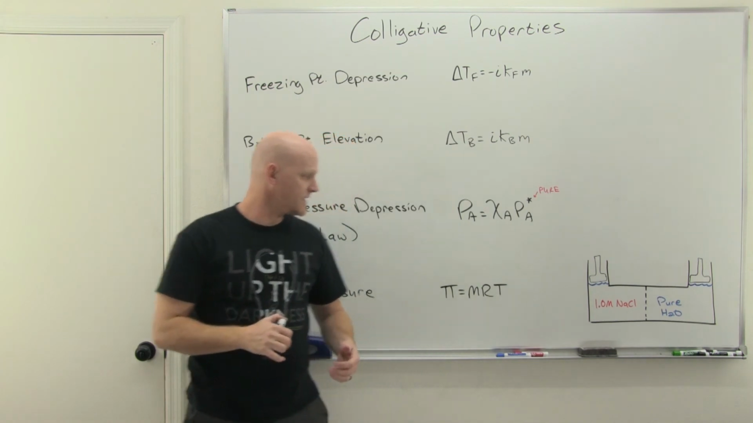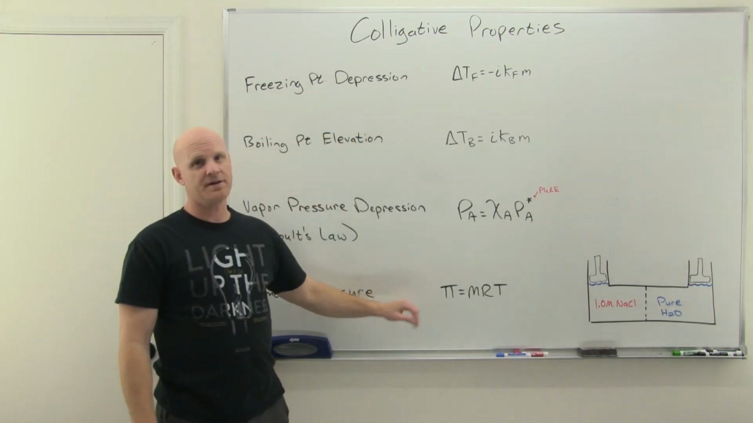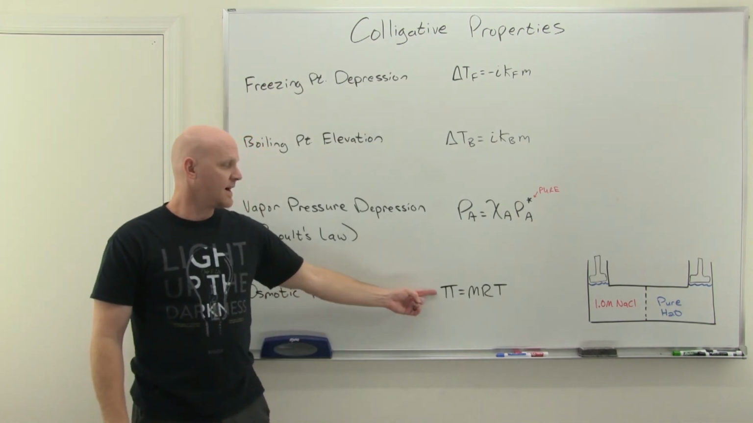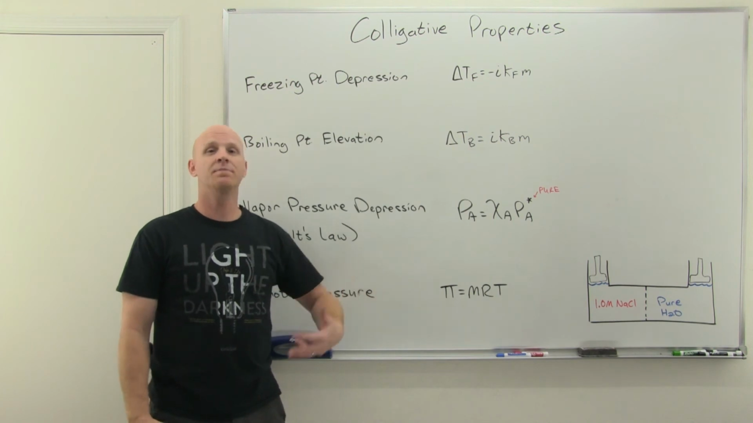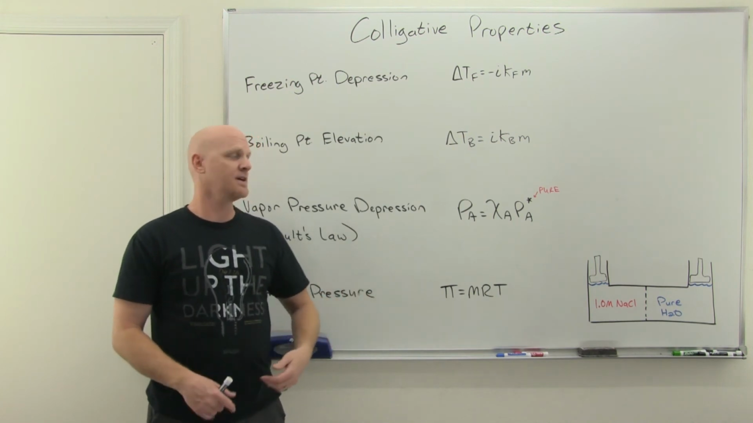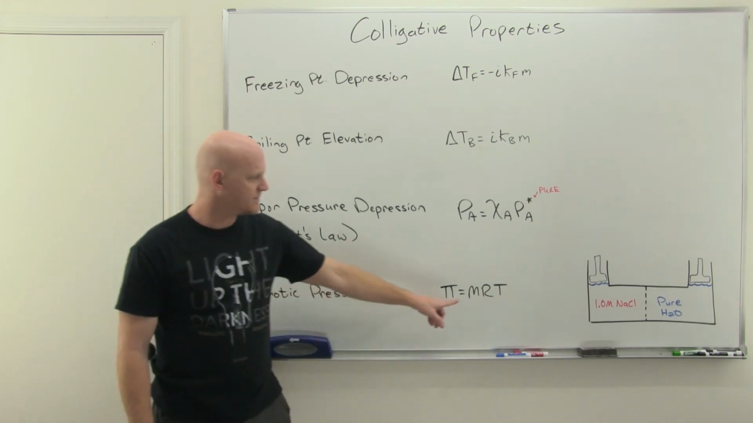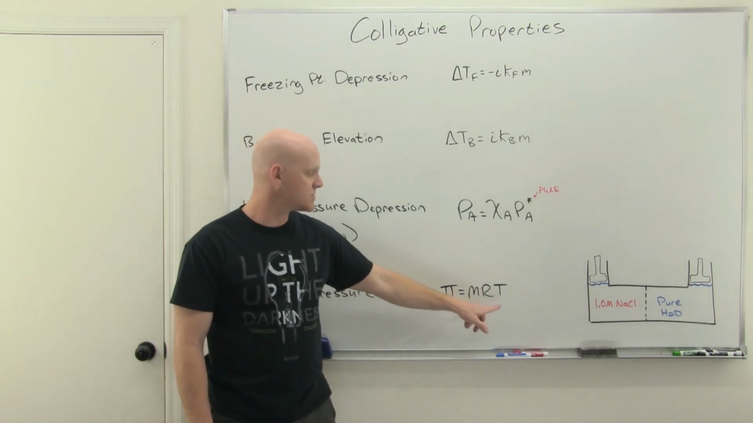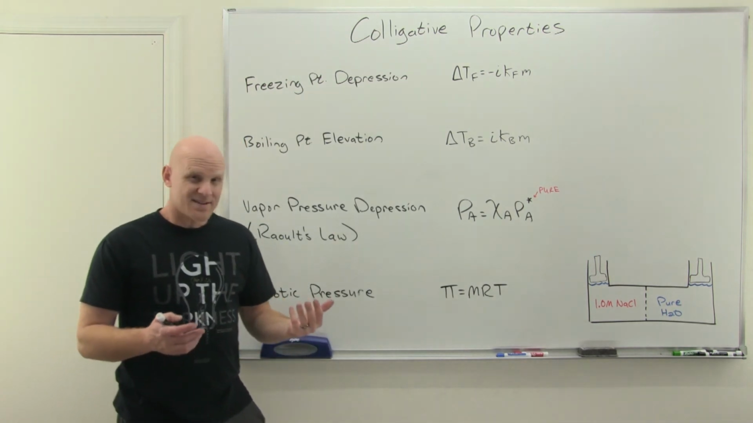All right, so the last one we got to talk about here is osmotic pressure, and there's a lovely equation regarding it here. Here, the Greek letter pi represents osmotic pressure. We can't use the letter P because P usually refers to gas pressure. So we use the Greek letter pi for osmotic pressure, and it's related to the molarity, the universal gas constant does show up there, and then the temperature in Kelvin. Cool, so what is osmotic pressure?